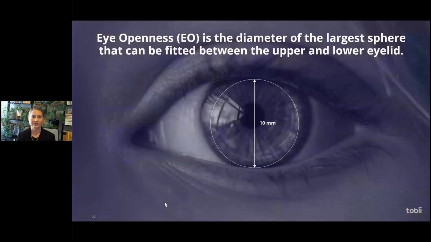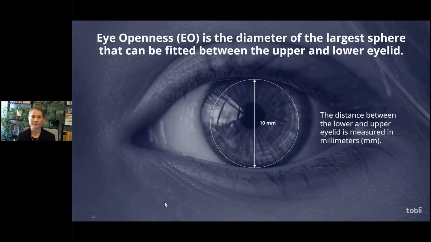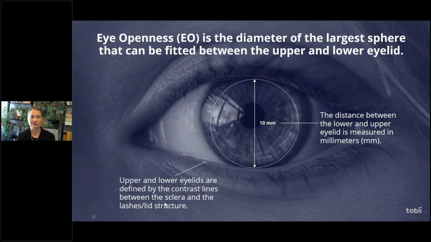We also have an eye openness signal. The eye openness is the diameter of the largest sphere that can be fitted between the upper and lower eyelid. It's measured in millimeters, so you can see here how it looks. And the upper and lower eyelids are defined by the contrast lines between the sclera and the lashes and lid structure. This eye openness signal has many uses, and we have a great blog post written on our website about it.